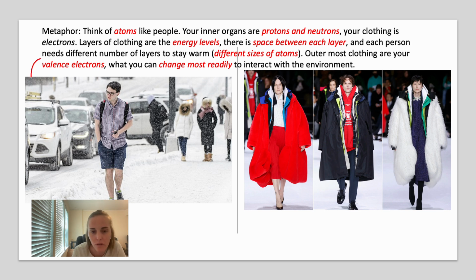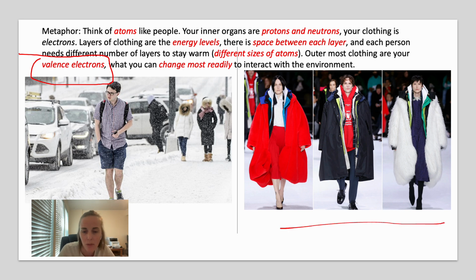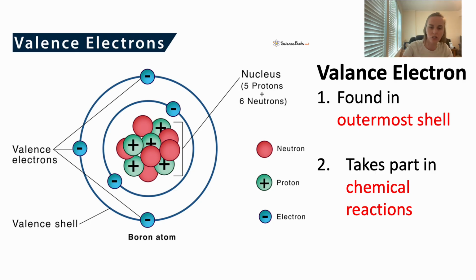And we're going to talk about this last part that I said we were going to get back to, our valence electrons. So valence electrons right here. Our valence electrons are going to be our outermost clothing layer. So in the case of these models, their outermost clothing layer is these jackets. And for this guy, it's his shirt. And so the outermost clothing layer is what most readily reacts with the environment because it's on the outside. If you want to change anything about your outfit, you have to take off or put on your outermost layer first. Like you can't just take out your organs. We're not talking about your protons and neutrons. We're talking about these outermost clothing layers. Those are going to be your valence electrons.